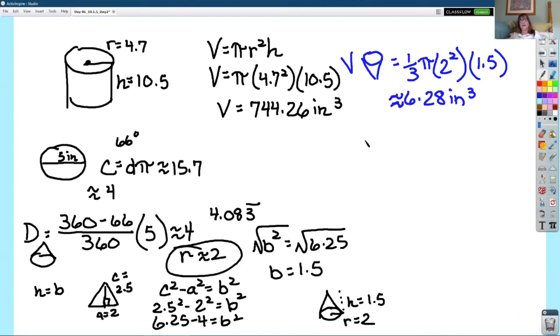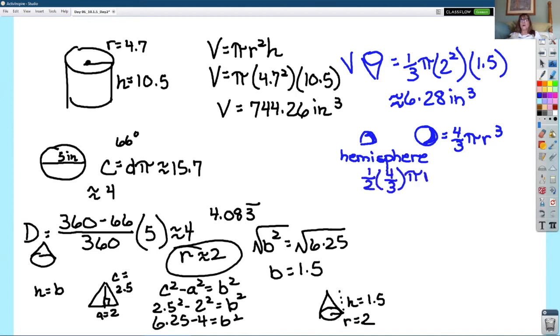Now I've got to find the scoop on top, and it's half of a sphere. So the formula for a sphere, you recall from Mr. Punch's lesson, is 4/3 pi r cubed. But we want a hemisphere. That's what this is called. It's called a hemisphere. That's what the scoop is. So wouldn't this be 1/2 of this? So the formula that I am going to use is 1/2 times 4/3 pi r cubed.